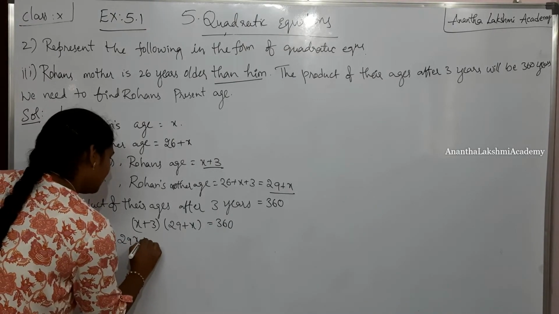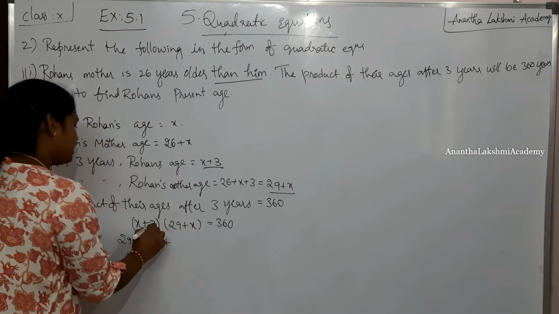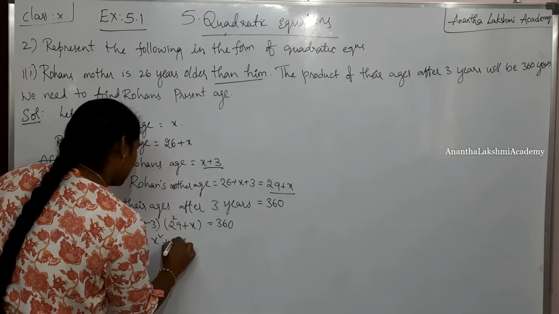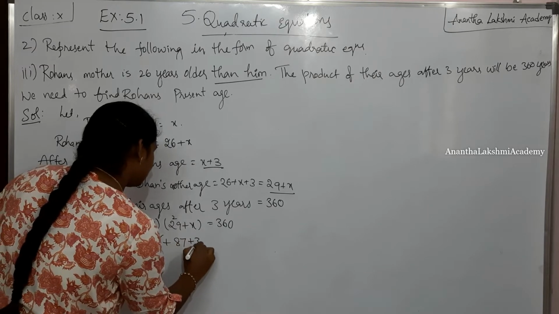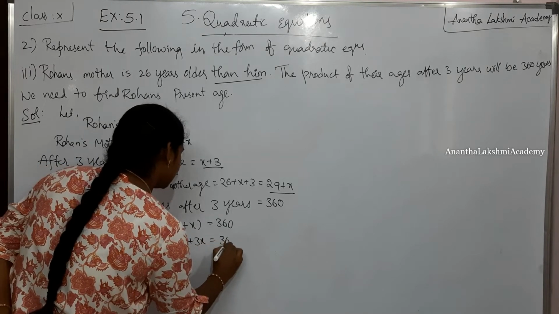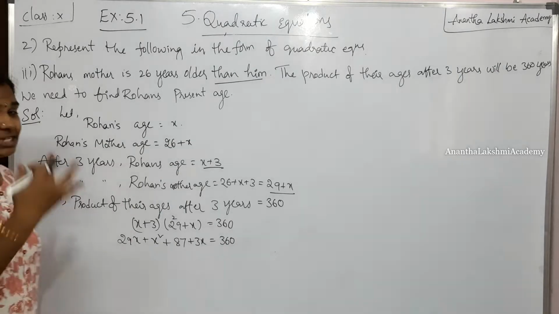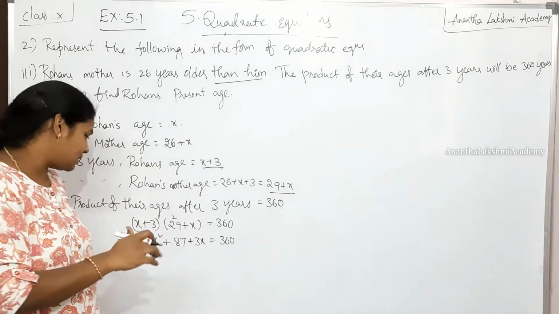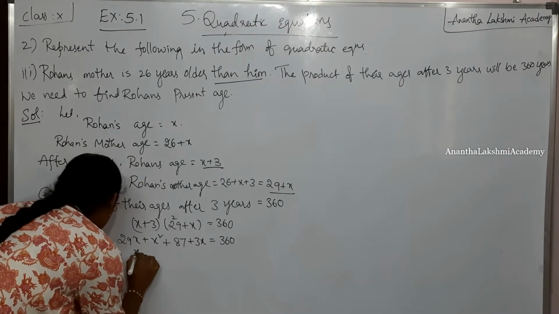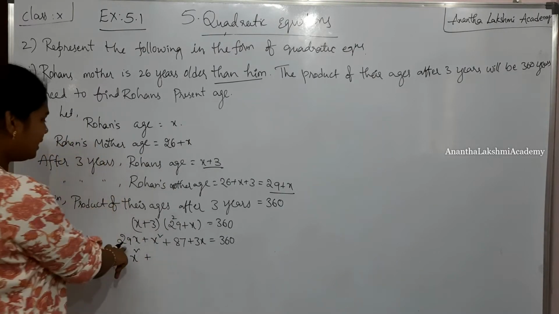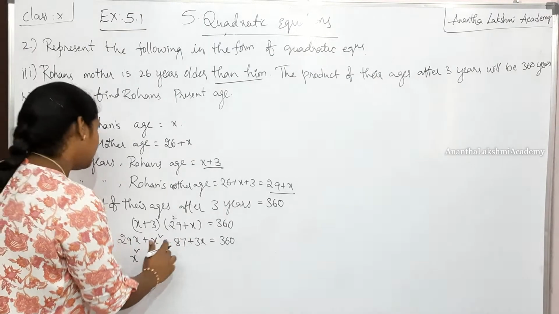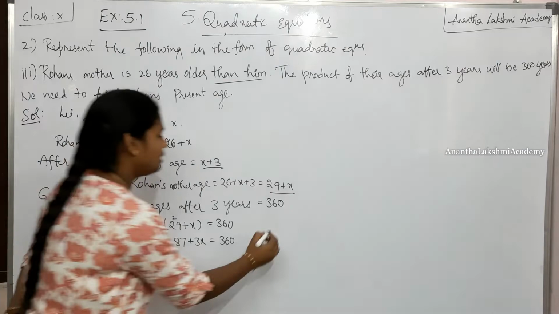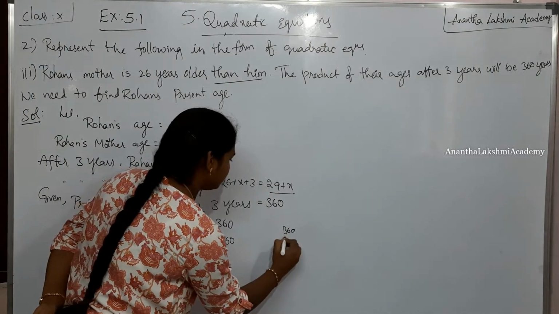29x plus x square plus 3 9s are 27, 3 2s are 6, 87 plus 3x is equal to 360. Now, as we told, the equation should be in the dropping powers of x. So, let me write x square first. x square plus 29x plus 3x, 32x. Likewise, if I get 360 to the other side, 360 minus 87.